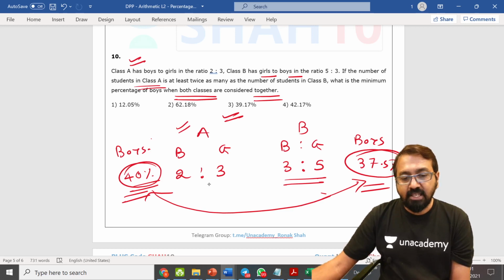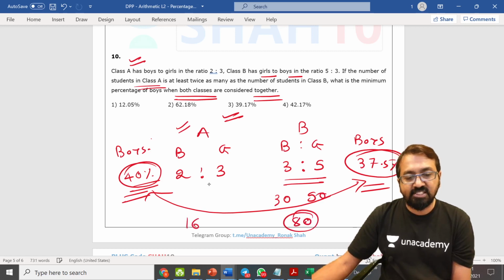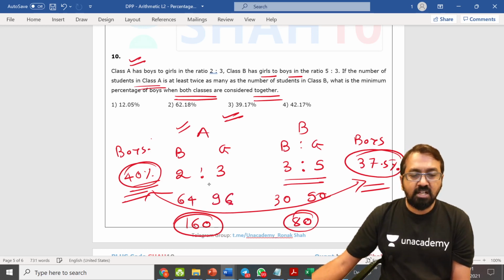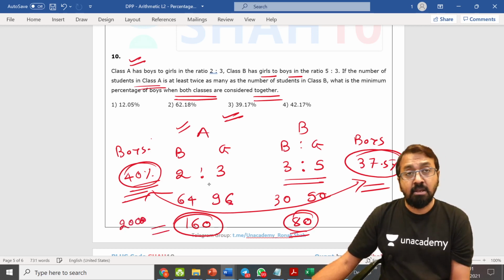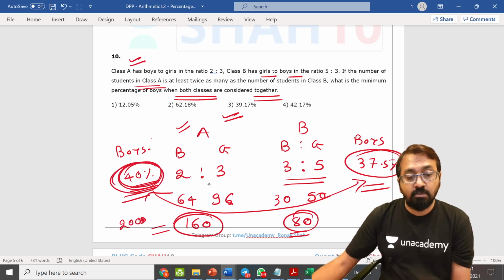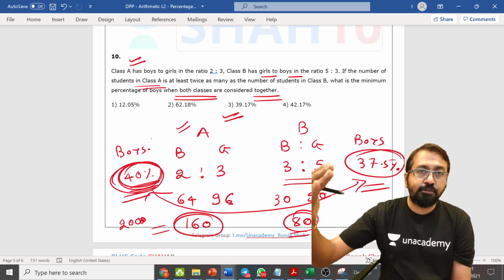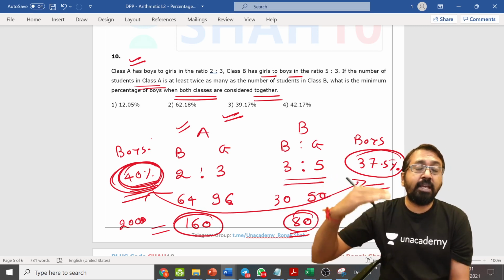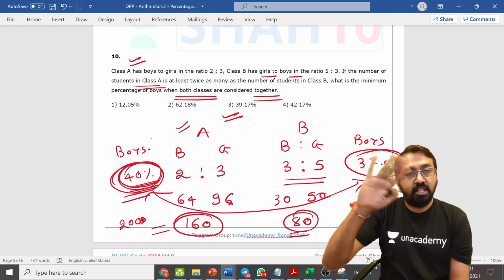So if I take the number of students in class B as, say, 30 boys and 50 girls, that is 80, I need to have 160 students in class A. If I divide boys and girls in this ratio, it will come out to be 64 and 96. So these are the minimum number of students in class A if class B has 80 students. Now you could have taken 200 or 300 in class A, but then please understand the percentage of boys is more in class A, so if you increase the number of students in class A, it will also increase the percentage of boys in the overall combined division.